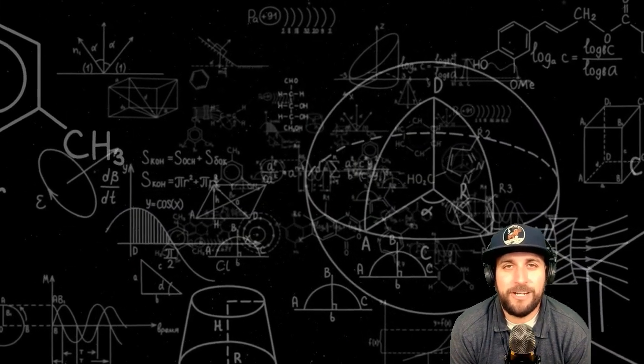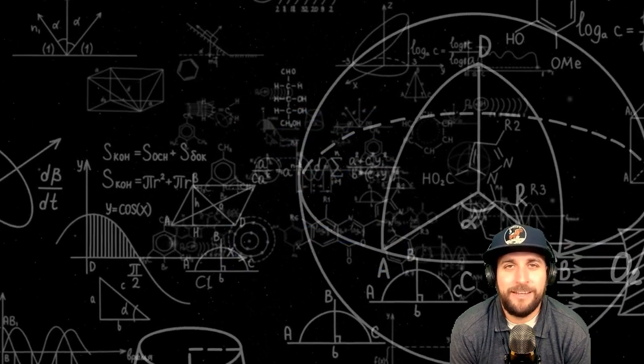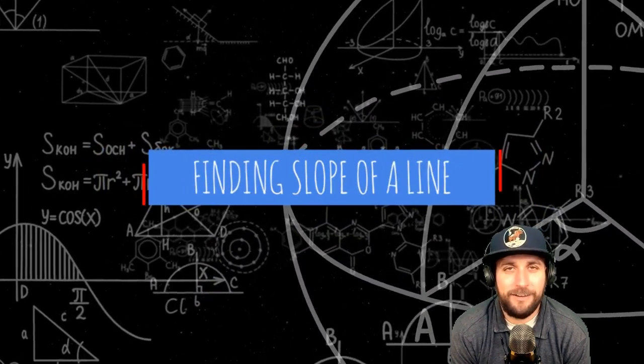Hi everybody, welcome to another edition of Lost in Math. I'm Mr. Wheeler, and today we're finding the slope of a line on the coordinate plane.